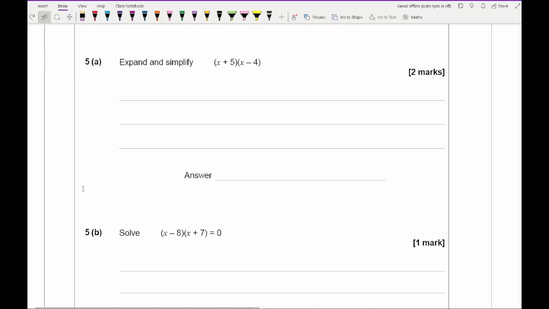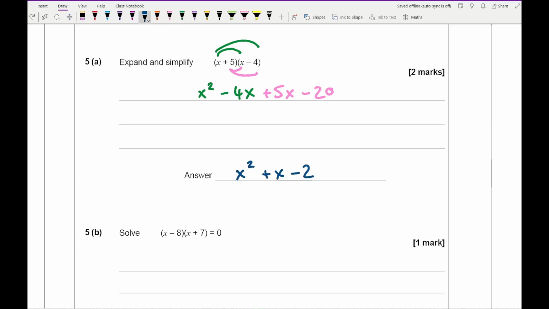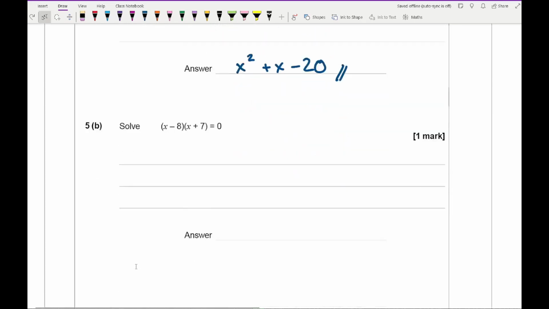Moving on to 5a, it says expand and simplify. So here we just want to expand the bracket. So here we've got x squared minus 4x, and then we've got plus 5x, minus 20. And if we simplify that, we get x squared plus x minus 20. Now if you did go straight into the final answer, because you can do it in your head, then that would be worth the 2 marks if it is correct.